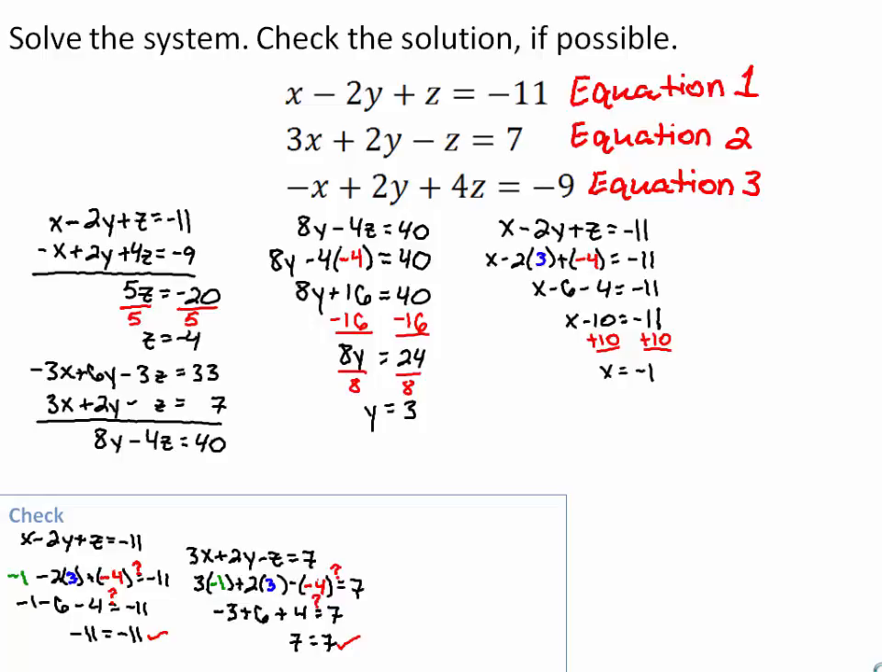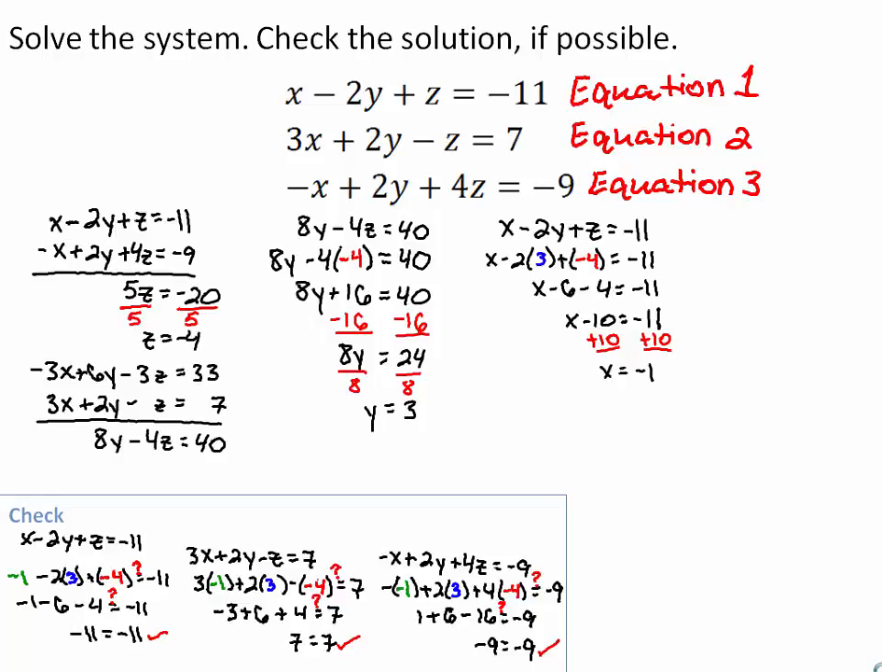Now substitute the solution into negative x plus 2y plus 4z equals negative 9. The negative of negative 1 is 1, 2 times 3 is 6, and 4 times negative 4 is negative 16. 1 plus 6 minus 16 is negative 9. Because negative 9 equals negative 9 is a true statement, x equals negative 1, y equals 3, and z equals negative 4 is a solution of the equation negative x plus 2y plus 4z equals negative 9.